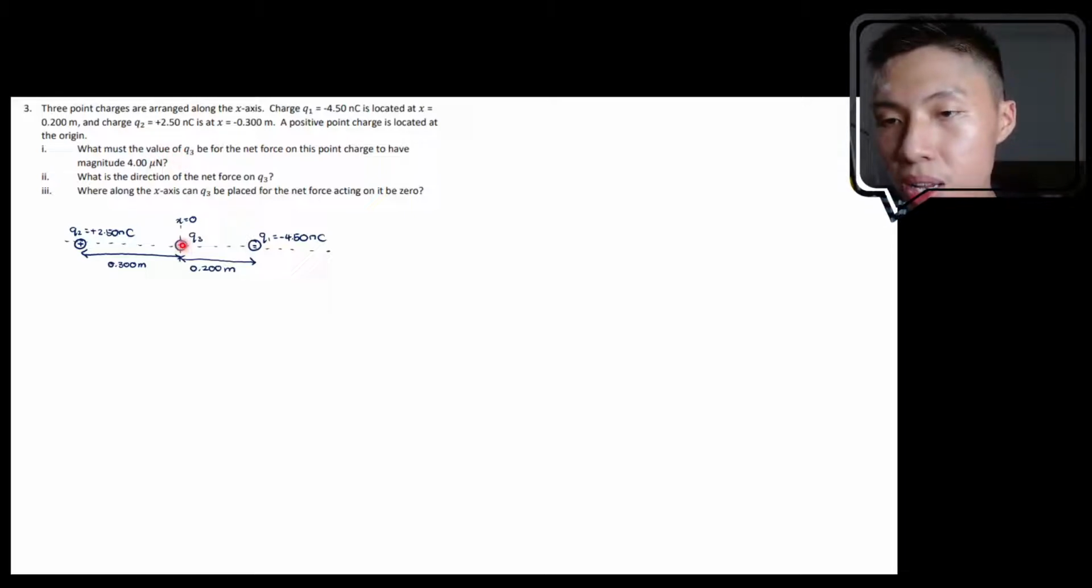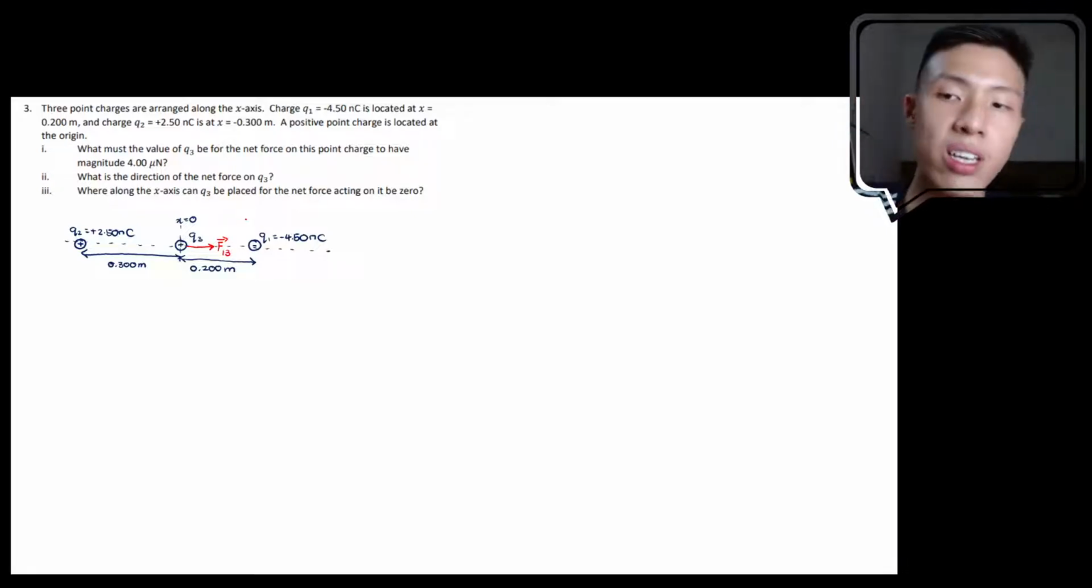Okay, so we know that Q3 is a positive charge, so let's try to determine what are the directions of the forces acting by Q2 on Q3 and by Q1 on Q3. Let's try to determine the forces acting on Q3 first. So we are going to label the force vector here. Okay, so let's try to investigate Q1 and Q3. Q1 is a negative charge, Q3 is a positive charge, so they are opposite charges, so they should attract each other. So Q1 will attempt to pull Q3 towards Q1. So the direction of force should be pointing to the right.